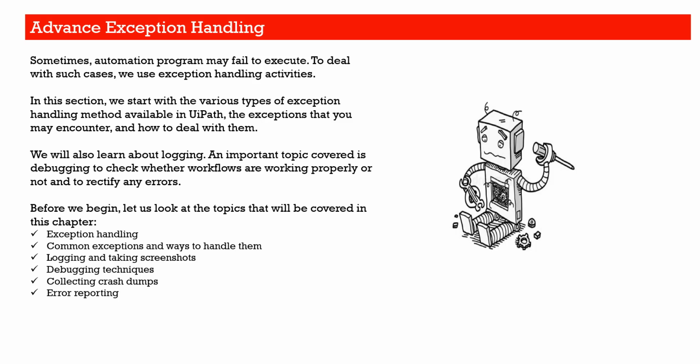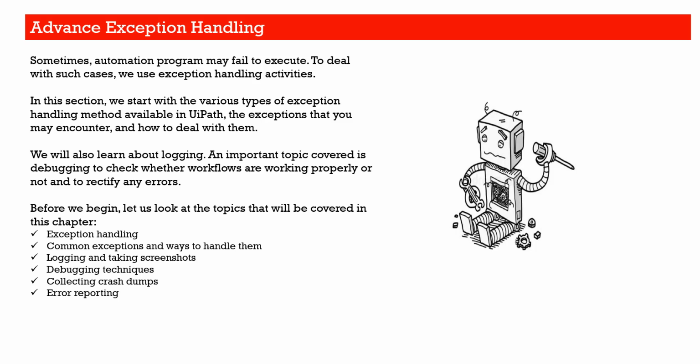We'll also learn about logging because that's an important topic covered in debugging. So we'll check whether the workflows are working properly or not and rectify any error, right? I have briefly discussed different logging levels like info, debug, error, and warning, but we'll also see how we can utilize them when we are debugging, and how we should be able to set some of the properties while debugging, right? So that we'll talk about. Before we begin, the topics covered in this chapter are: what is exception handling, common exceptions, the way to handle them, logging and taking screenshots, debugging techniques, collecting crash dumps and error reporting. So these are the things you need to know, right?